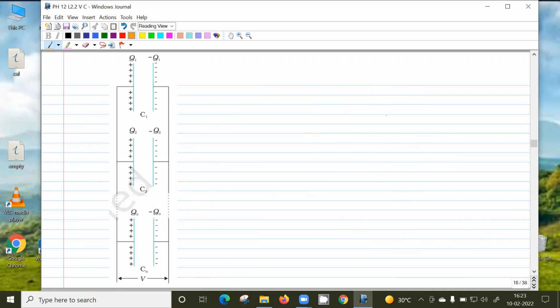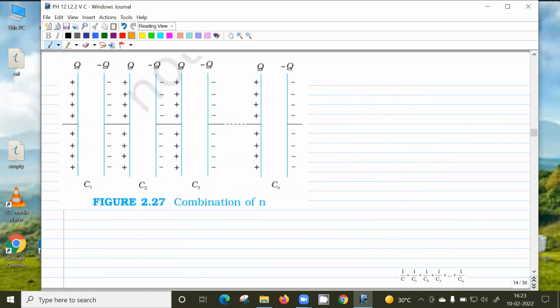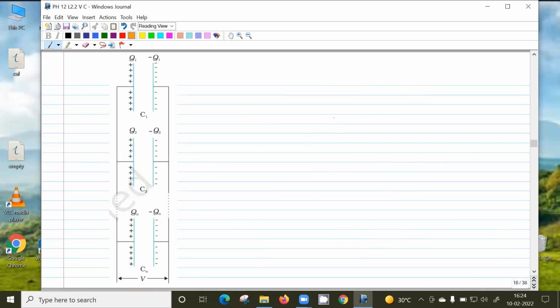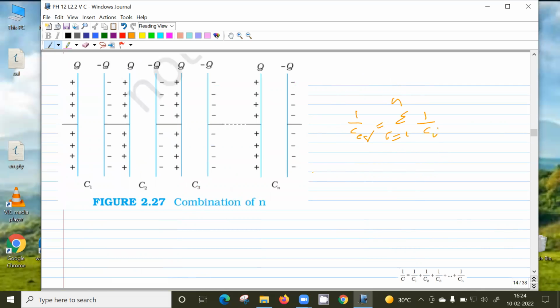Right. So if you have more than one capacitor connected in series, what will be C equivalent here? 1 by C1 plus 1 by C2 plus 1 by C3. 1 by C equivalent will be equal to the sum of 1 by Ci, where i is from 1 to n. Is it clear? Similarly, in the parallel combination, C equivalent will be the summation of Ci.